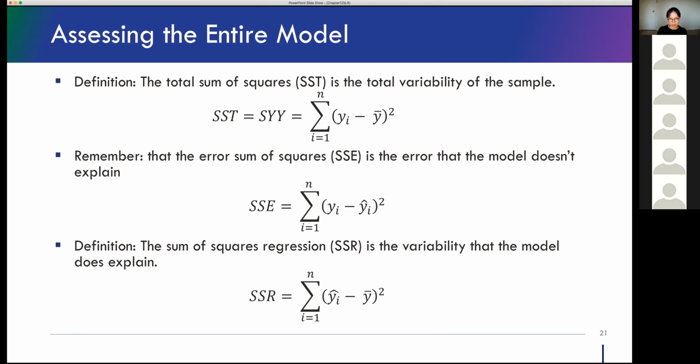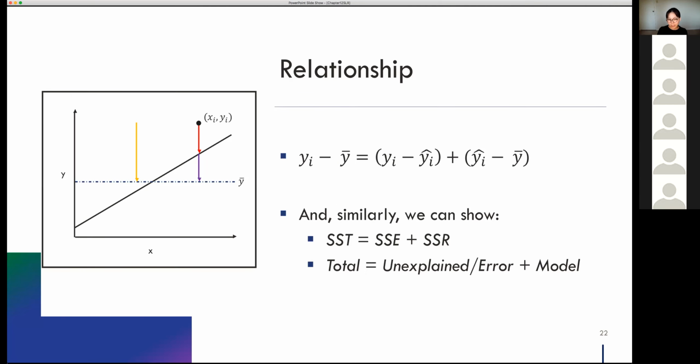Well, we got SST, SSE, and SSR. There is a relationship between them. SST is the sum of SSE plus SSR. SSE is from our error, so that's the unexplained part, unexplained by your regression model. And SSR is the explained part by your model out of the total variability, or SST, the total sum of squares.